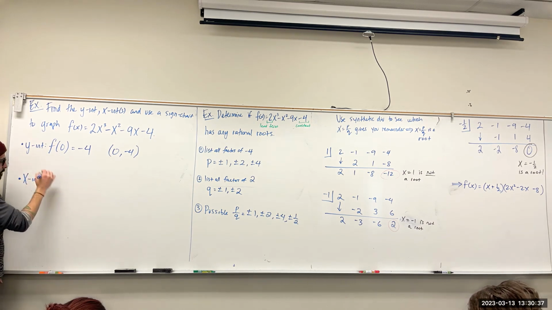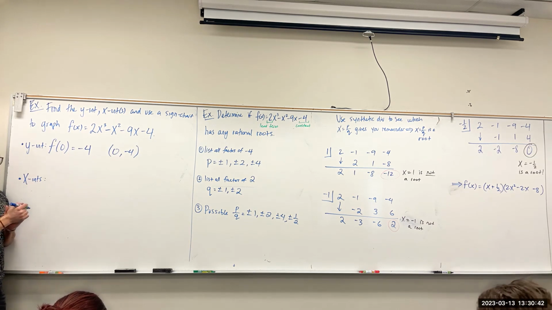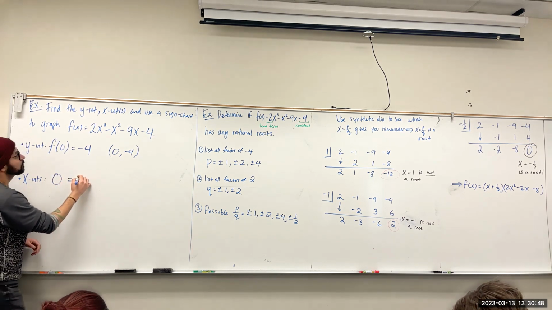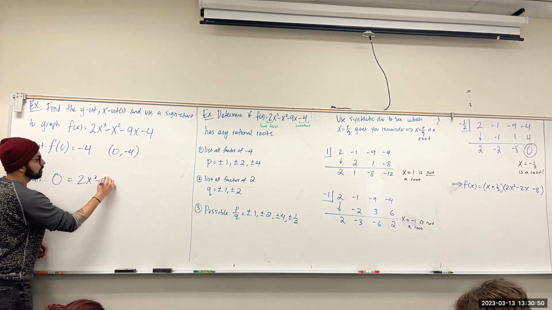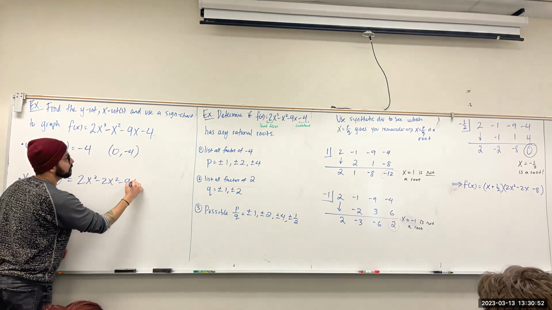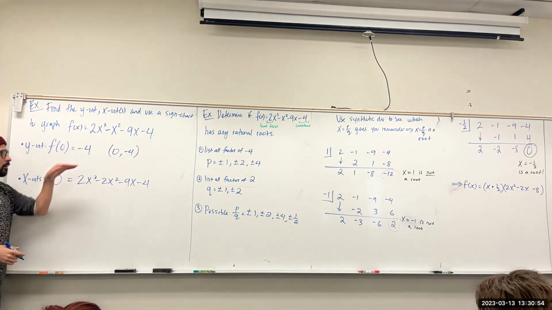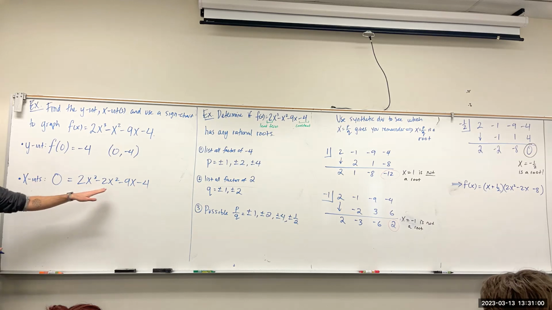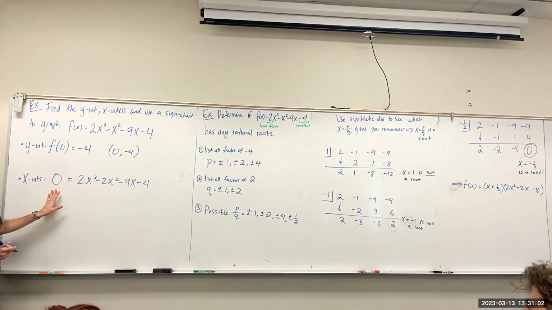X-intercepts. What do I need to do to start finding these? Set it equal to 0. You're going to set the polynomial equal to 0. I'm just pretending I'm doing this on the exam. Okay, so I know how to find the y-intercept. Now I have to find the x-intercepts. So I need to set the function equal to 0 and solve it. This is where you would get stuck.